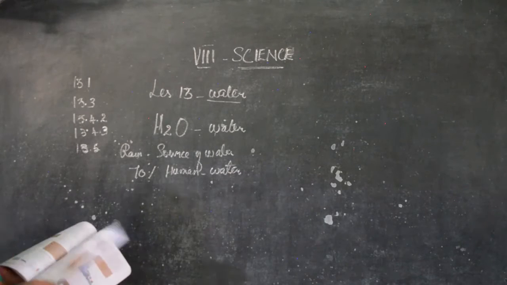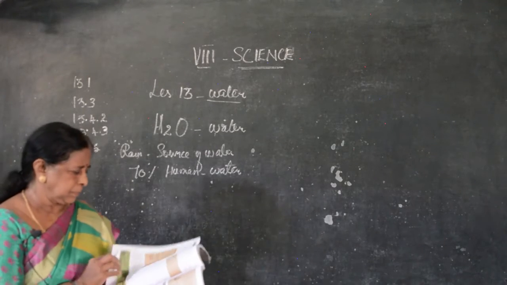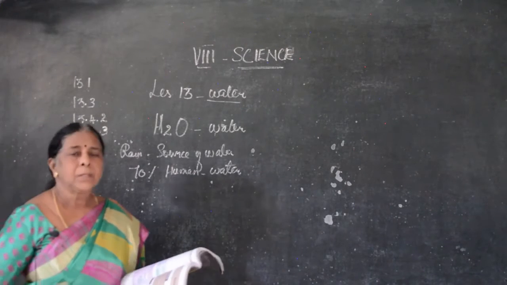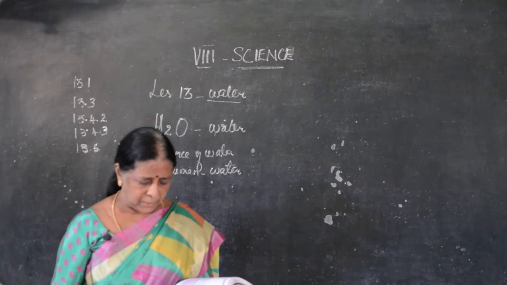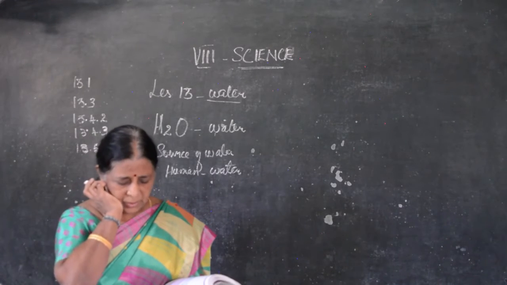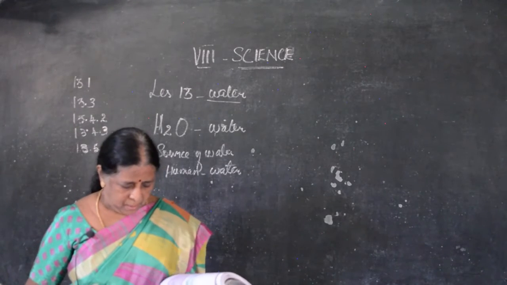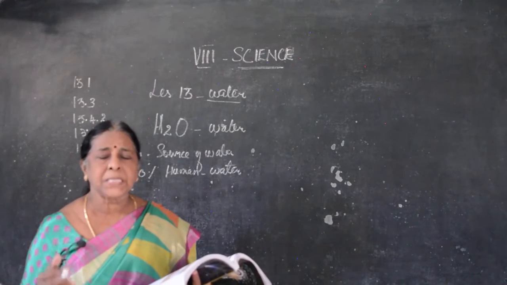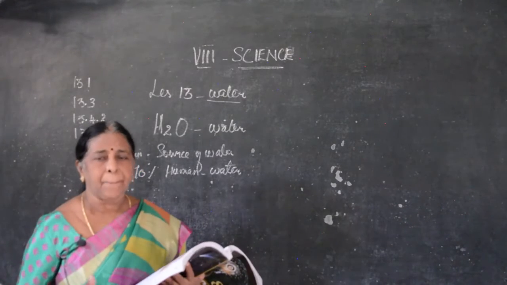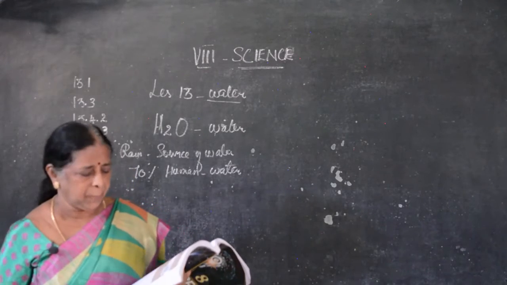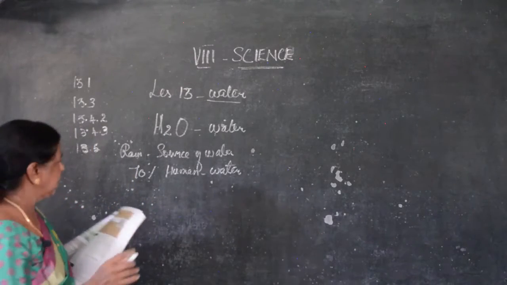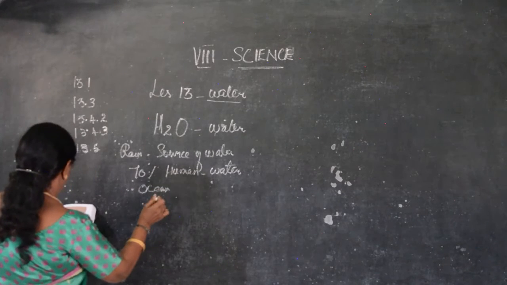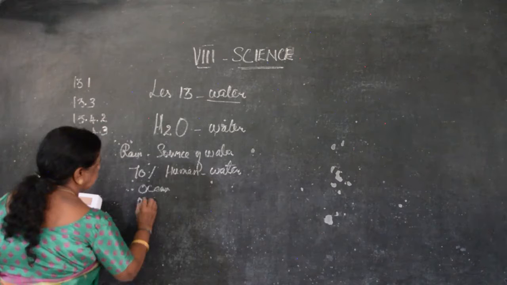So let me start the lesson. I have to take 13.1, water. Three-fourths of the planet is water, as I said at the beginning itself. They say 65% of our body is made up of water, but that is not a correct approximation; it is 70% only. So what are the sources of water? Sources of water are rainwater, ocean water, polar ice caps and glaciers.